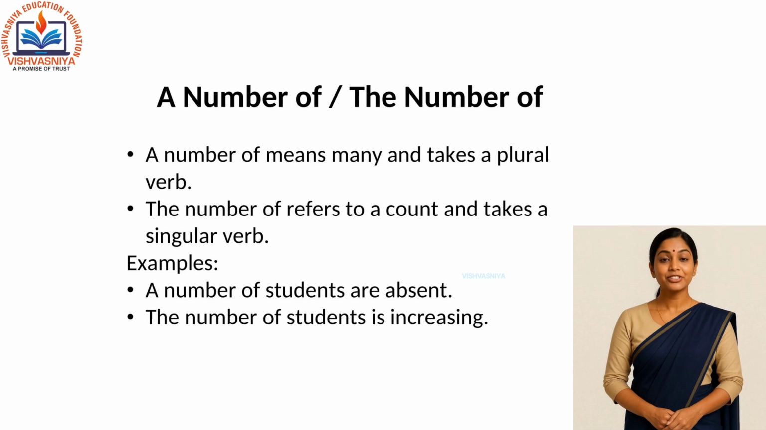There is a clear difference between a number of and the number of. A number of means many, so it takes a plural verb. The number of refers to a count, so it takes a singular verb.